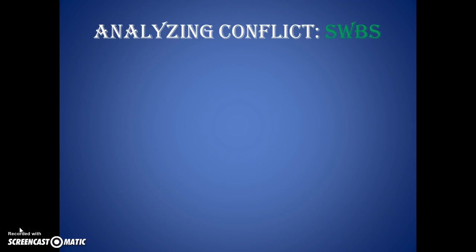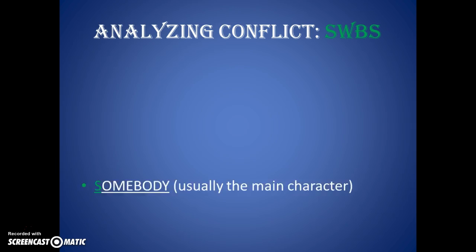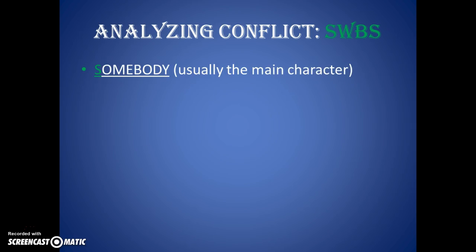Next, we need to think about analyzing conflict. And in order to analyze conflict, you want to remember SWBS. Now, SWBS is an acronym. An acronym is the first letter of each word put together. And it's to help you remember the following.